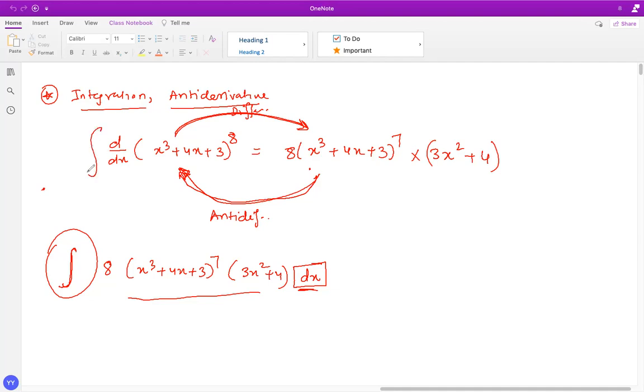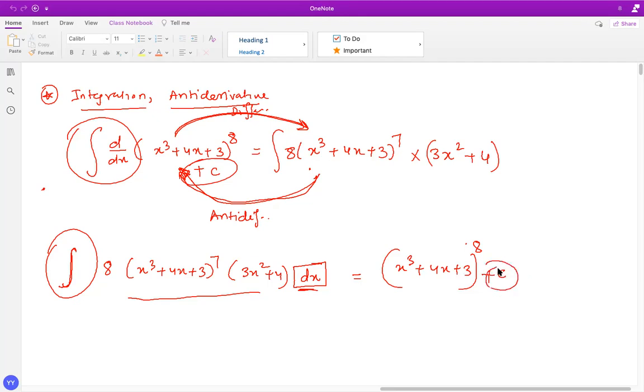When you integrate both sides, the differentiation and integration cancel, and eventually your answer is x cubed plus 4x plus 3 to the power 8. So this is the answer. Now you have to understand that if there was a constant here, its derivative would still have been the same, because the derivative of a constant is 0. So when you integrate, you have to put the answer with a constant, because you really don't know whether the original function had a constant or not. So this is a simple explanation for anti-differentiation.